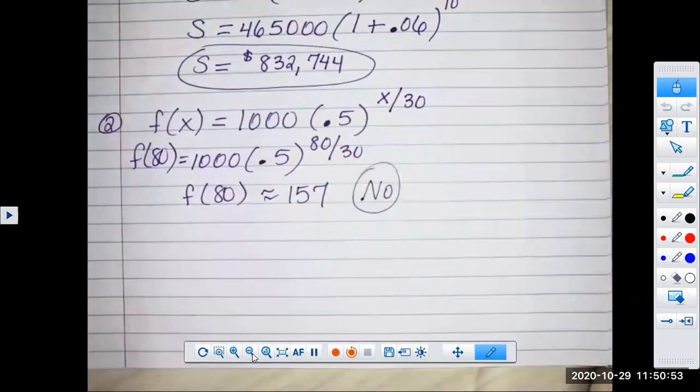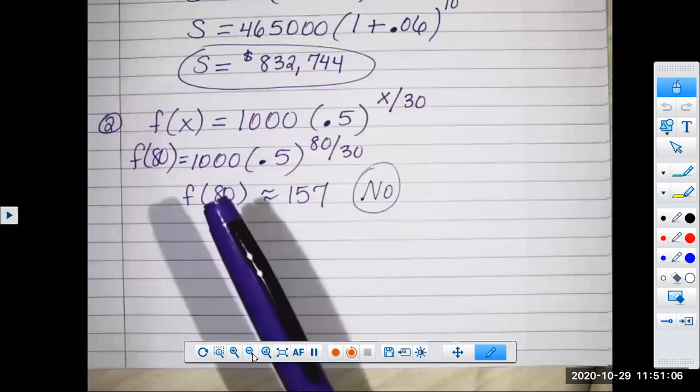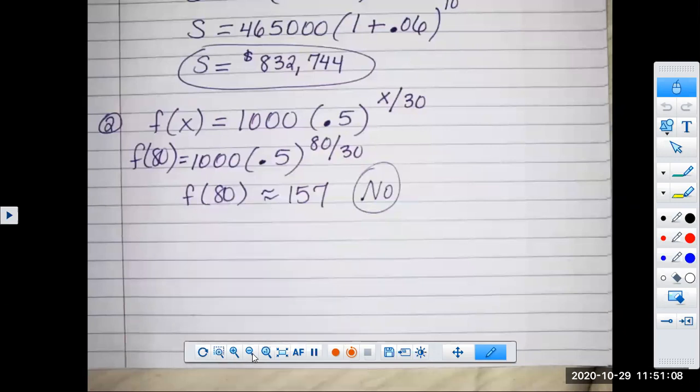Okay, so in this section, don't let the exponential word problems throw you off. Don't let those intimidate you, because more than likely you're just simply plugging in. Once we get later on in chapter 3, they do get a little bit harder.